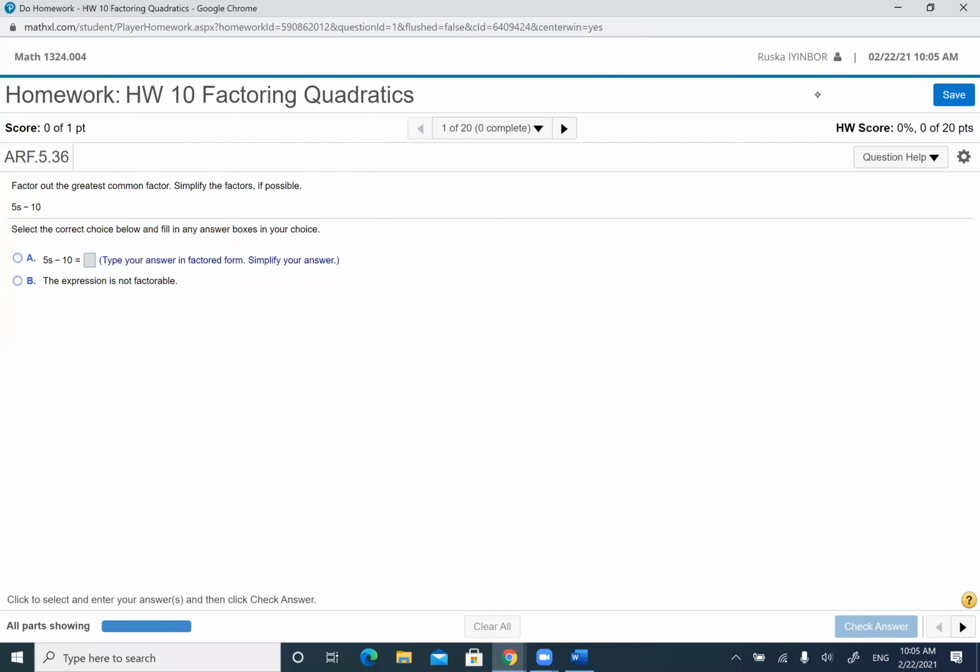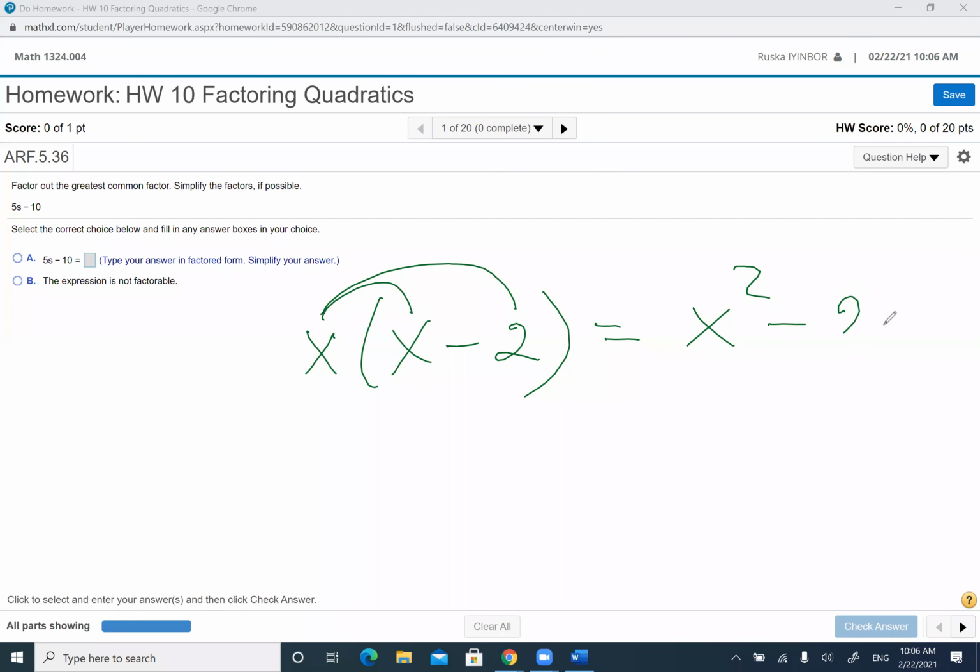Okay, so factoring, it's an operation which is opposite of FOIL, opposite of multiplying. Okay, it's not dividing. Factoring is doing it backwards. So let me explain. When you multiply, for example, x times x minus 2, when I multiply x times x and x times negative 2, I'm going to get x squared minus 2x, right? That's how you multiply.